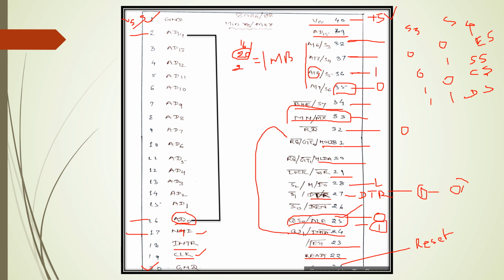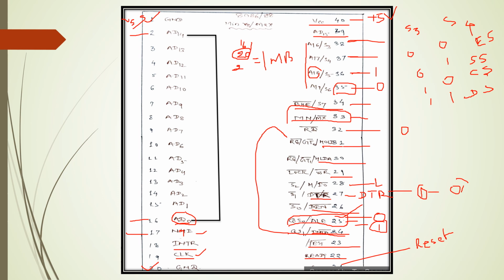Now the next pin is DEN, the data enable pin. Pin number 26 is the data enable pin. If a data store or buffer is present, then this pin accesses the data, that means the actual data. ALE I already discussed: if ALE is 1, that means the address bus is carried, and if ALE is 0, that means the data bus is carried. Next one is INTA, pin number 24, which shows the acknowledgement of interrupt. So these are the minimum mode pins.